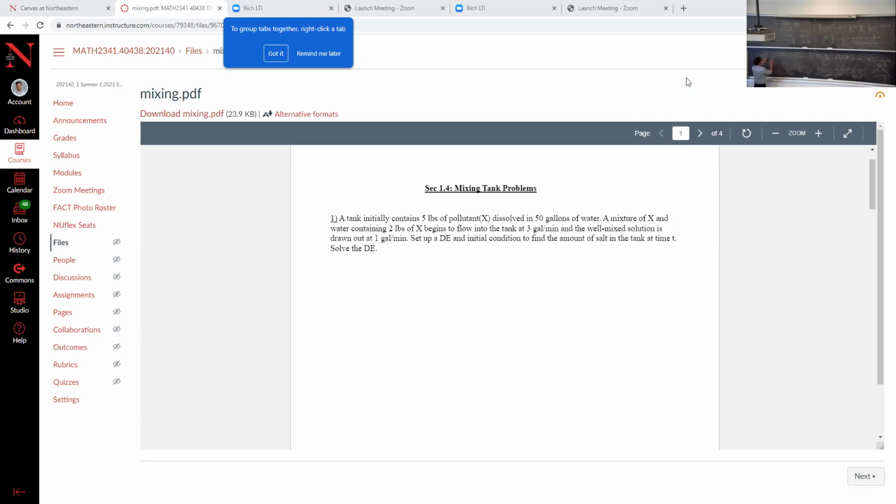All right, so we have dA/dt plus A over (2t plus 50) equal to 6, where A(0) equals 5. So that is the first part of the problem, to set it up and be ready to solve.